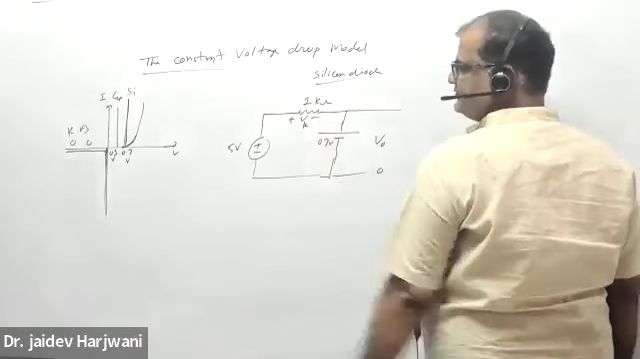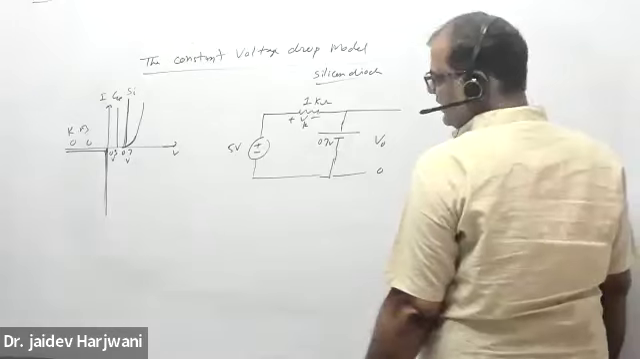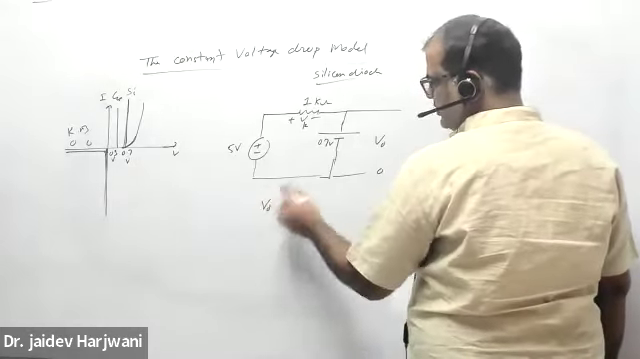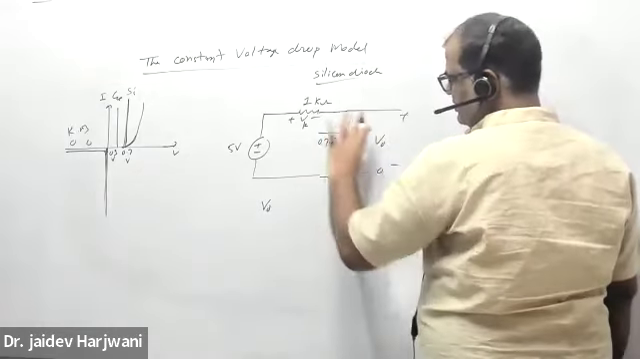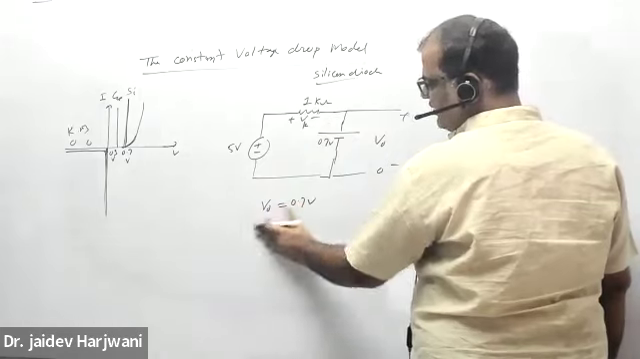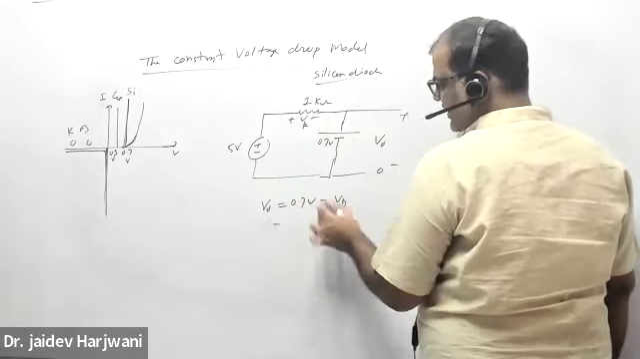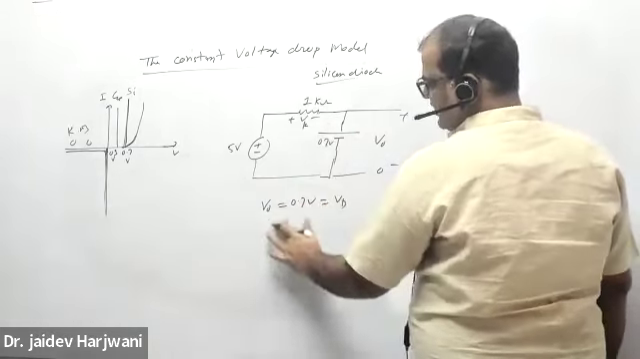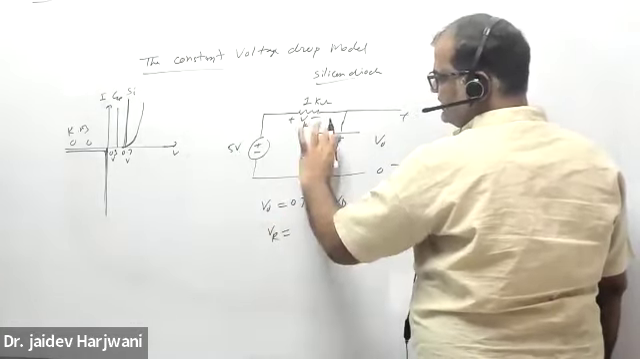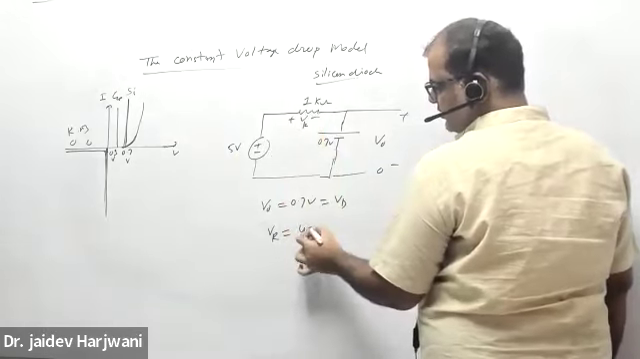0.7 volt. Okay. Now tell me, what is V naught? 0.7 volt. What is VD? VD is equal to V naught. This is also equal to VD. I want VR, V reference: 5 minus 0.7, 4.3 volt.